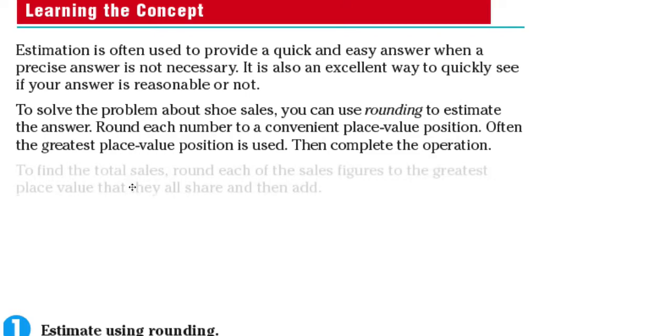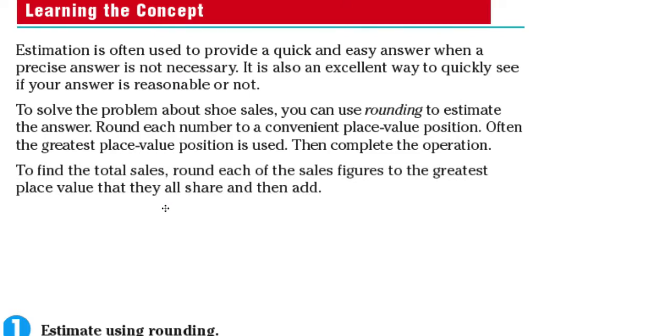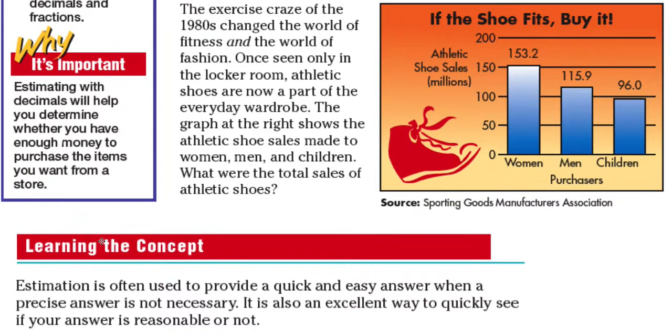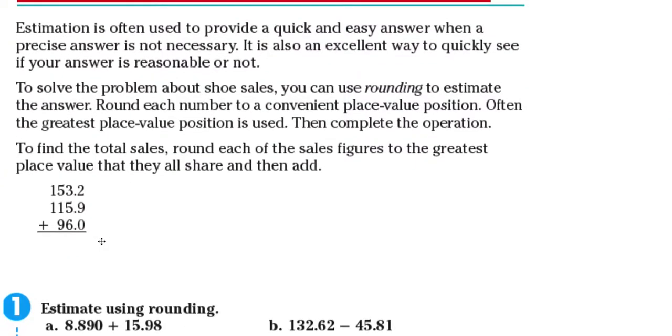To find the total sales, round each of the figures to the greatest place value that they all share, and then add. So you have the numbers 153.2, 115.9, and 96. This is coming from the graph right there. You want to find out the greatest place value they all share, and in this case it is the tens place. So we rounded to the tens place. 153.2 is rounded to 150, 115.9 rounded to 120, and 96 rounded to 100.